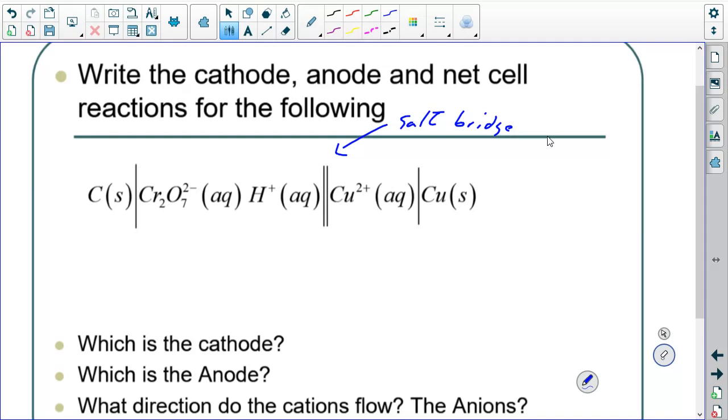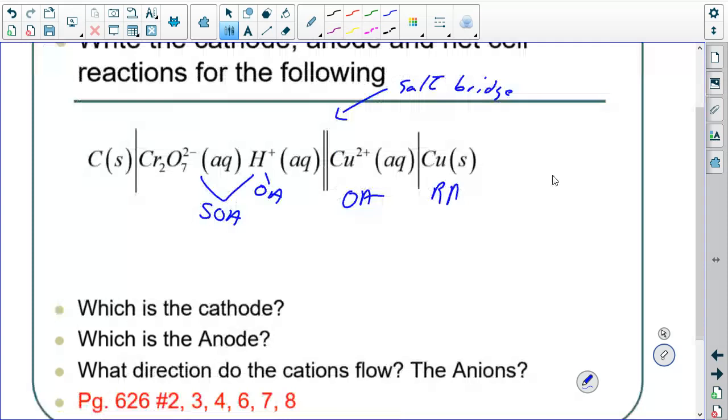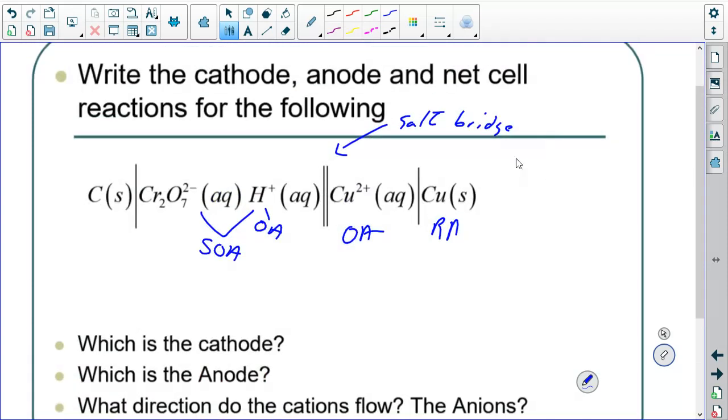So carbon, don't ever bother looking for carbon on your booklet. It doesn't exist on our booklet. We have this guy being an SOA. Yes, we have the hydrogen being an OA, but the dichromate is stronger. We know this is our SOA, and this is an RA. Okay. So to answer all of these questions, I really stress that you do the 5-step process. What is the anode? What is the cathode? What is the direction of flow?